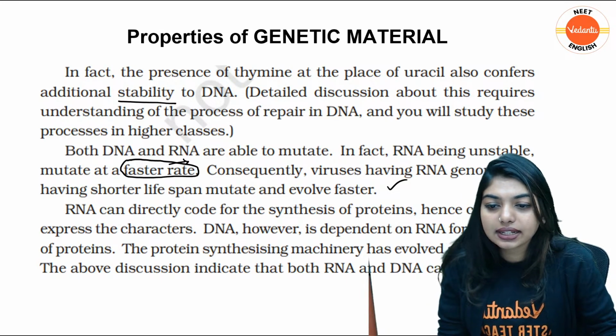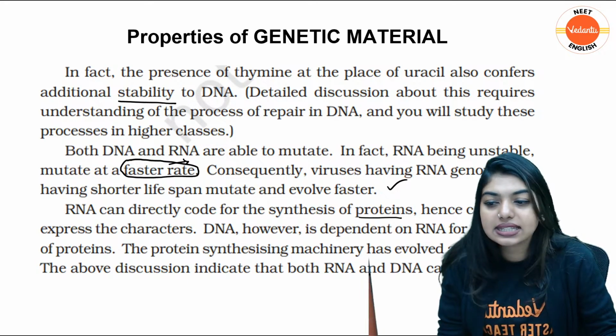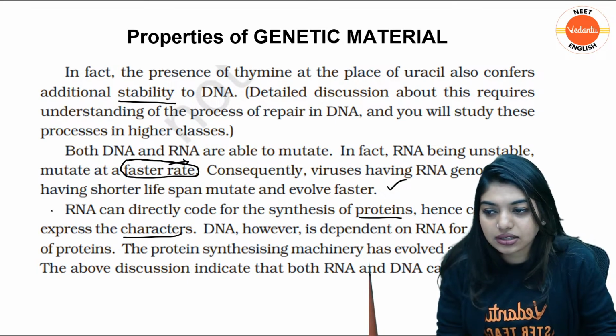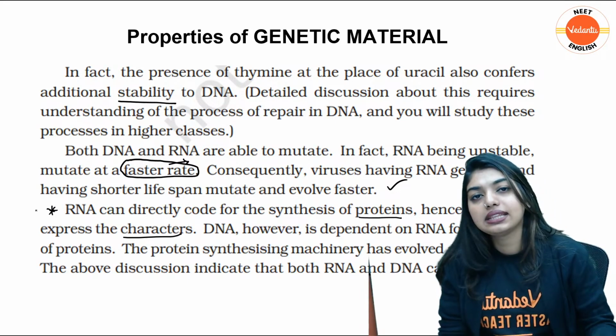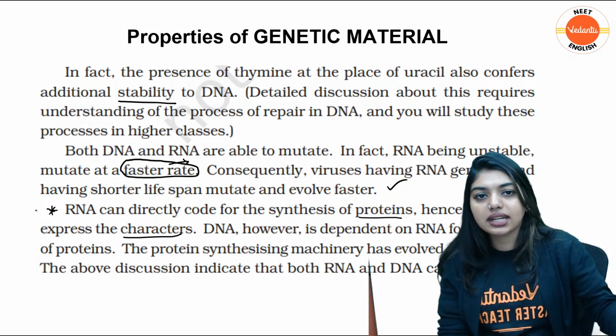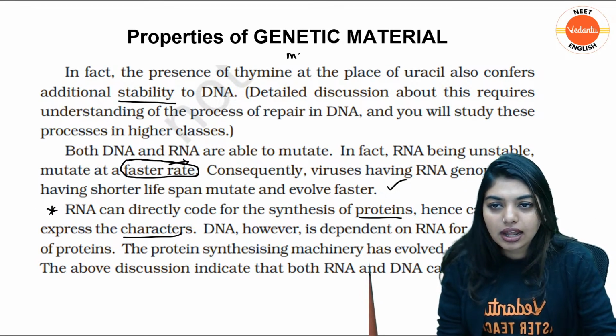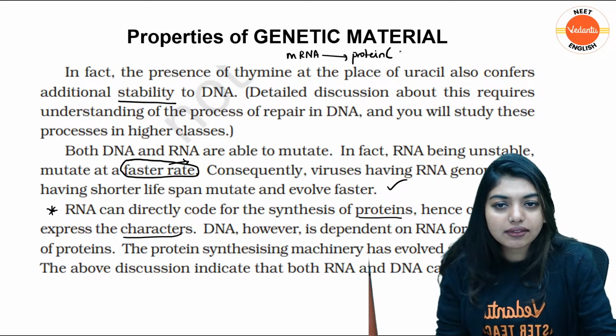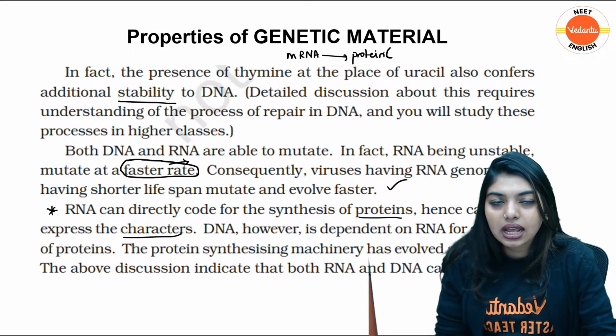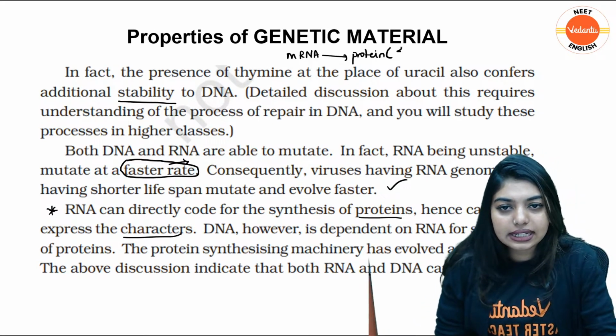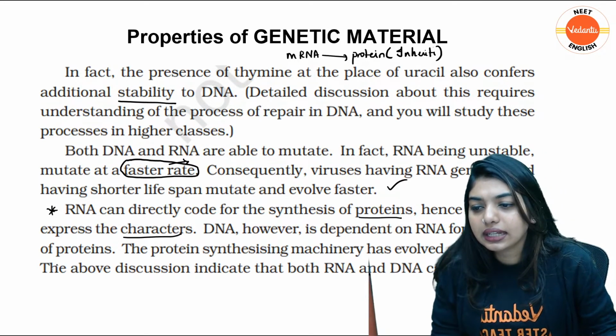Now RNA can directly code for synthesis of protein, hence can easily express the character. So this is a good point of RNA. They can easily code for protein because mRNA gets converted into protein, right? And because of this, they have the Mendelian characteristics. That means they can inherit, right? They can inherit whatever it is.